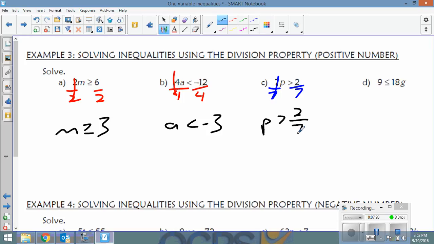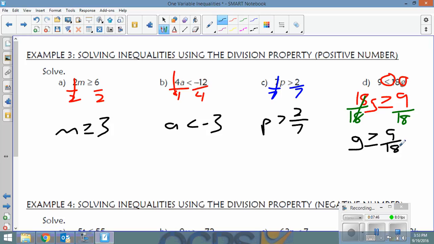And then on this one, you see that that G right here is on the right-hand side. We're actually going to write it on the left. And to do that, you're just going to write what it says. Now, when you do that, you see that sign in the middle. It flips the other direction. So now when we solve it, we're going to divide by 18, divide by 18. And we get G is greater than or equal to 9 over 18. But we know that 9 goes into both 9 and 18. So we get G is greater than or equal to 1/2.